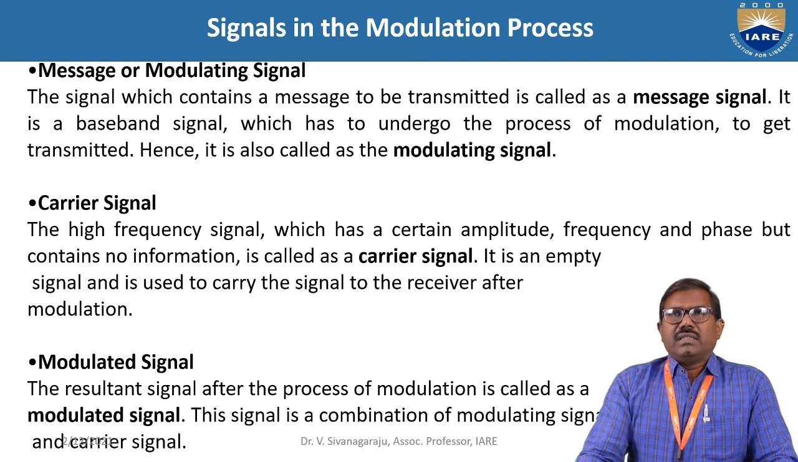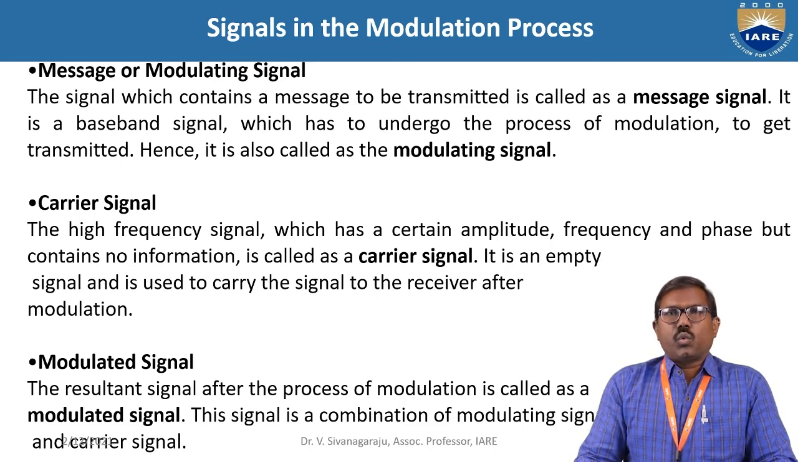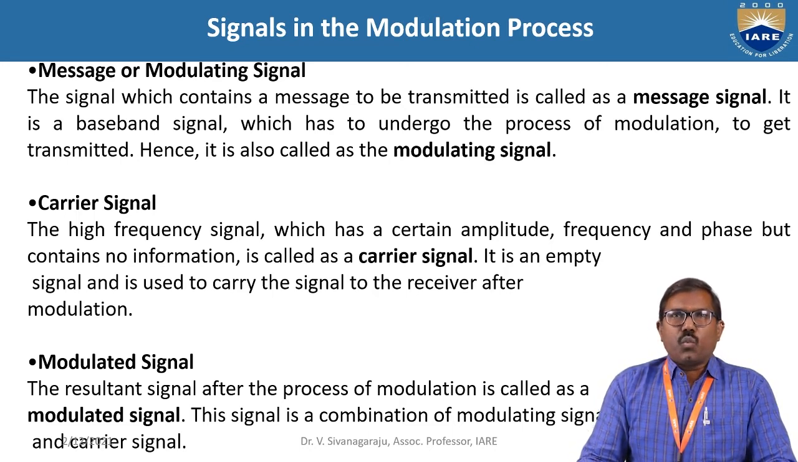In the modulation process, we require two signals. One is the message signal, which we call a baseband signal, and another is a carrier signal. The message signal is carried by the carrier signal. This carrier signal is a higher frequency signal than the message signal. The resultant signal we call the modulated signal.